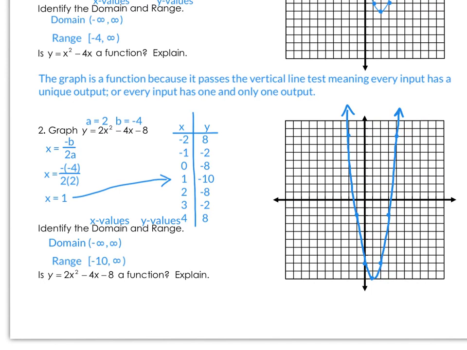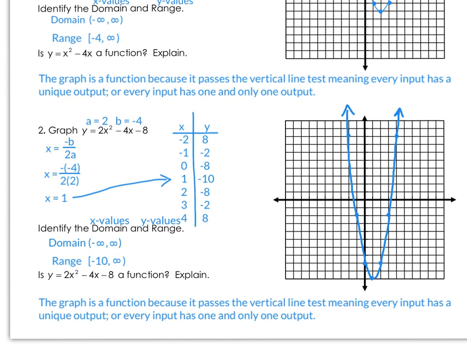Okay, the next question says, is our graph a function, and explain? So similar to what we did before. Give this one a try before writing what I have. I just rewrote what we did before. The graph is a function because it passes the vertical line test, meaning every input has a unique output, or that every input has one and only one output.